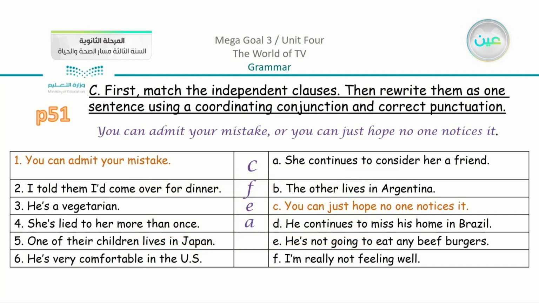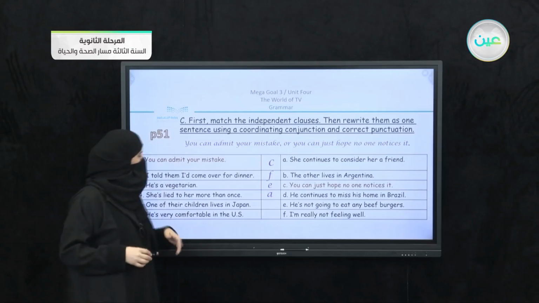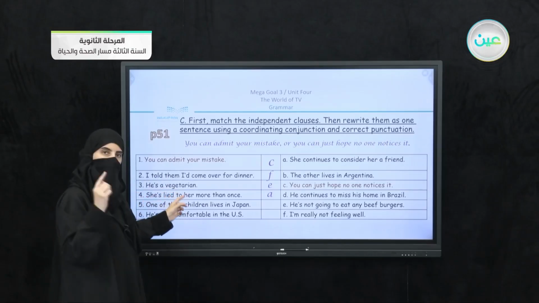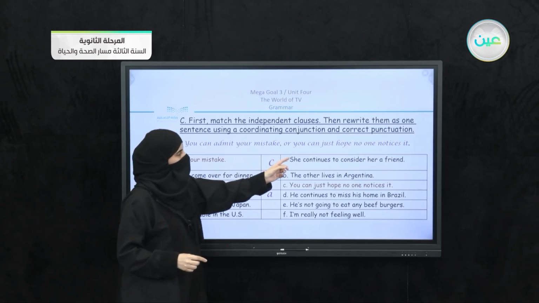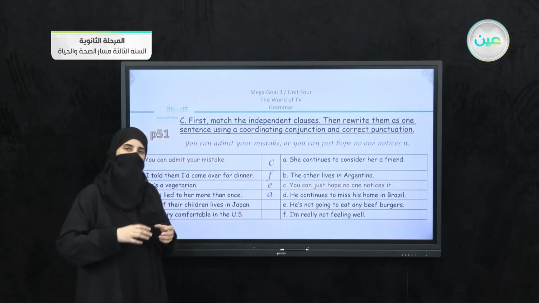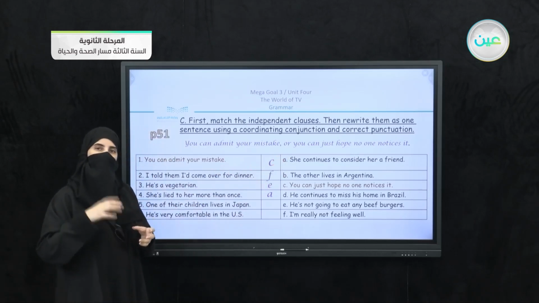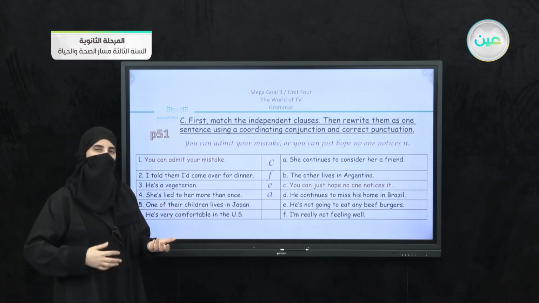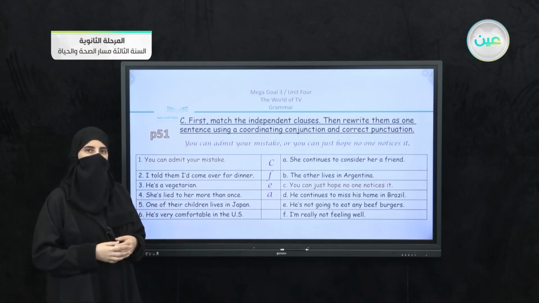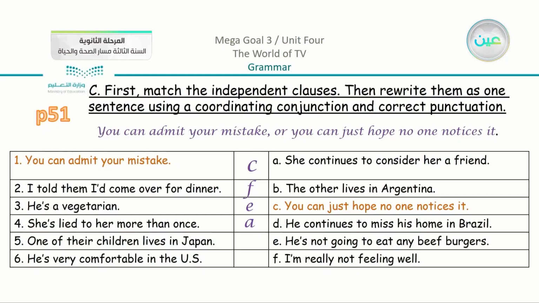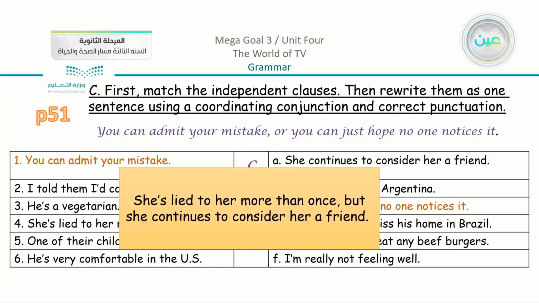Now we can say here, yes, we have the answer A, she continues to consider her a friend. So again, we have she's lied to her more than once. She continues to consider her a friend. Now you can see sometimes that it is easy to join depending on the pronoun that you have here as well as the complete idea. So I'm going to join them together and say that we have here she's lied to her more than once, but she continues to consider her a friend.